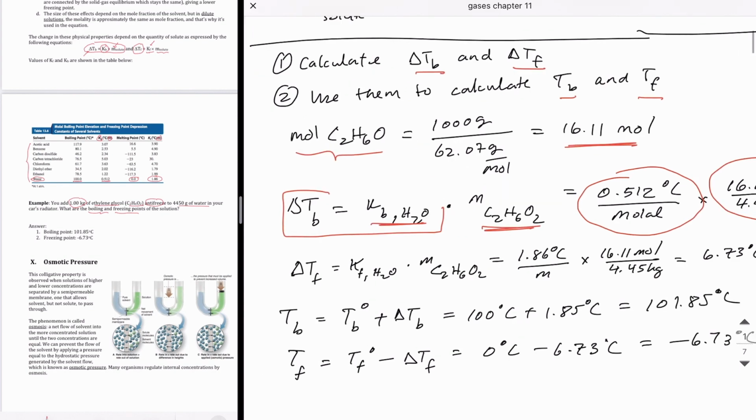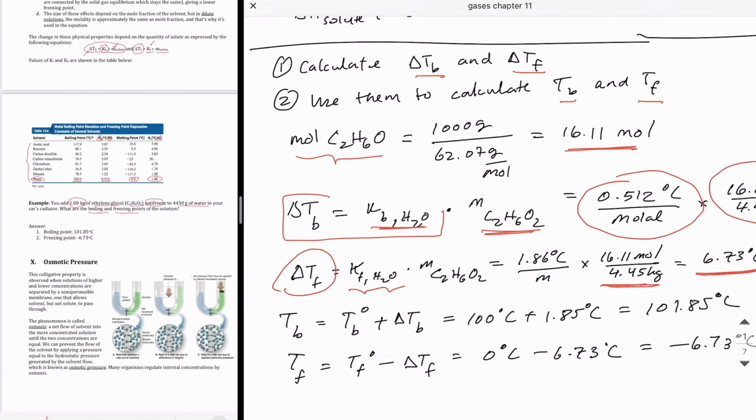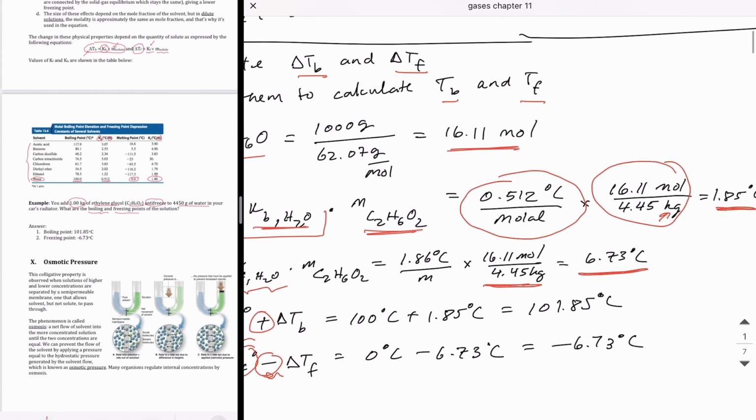For the change in the freezing point, I would use the other constant, which is the constant for the freezing point from the table on the left. Multiply that with the molality, same molality here. So the change in the freezing point is 6.73 Celsius. So calculating the boiling and the freezing point itself is just a matter of either adding or subtracting. So for boiling point, you will add, and the reason is because the boiling point increases, right? That's why you're adding. And for the freezing point, you would subtract because the freezing point decreases. So when I do that, I get 101.85 degrees Celsius for the new boiling point, which is the boiling point of the solution, and then minus 6.73 degrees Celsius for the freezing point.